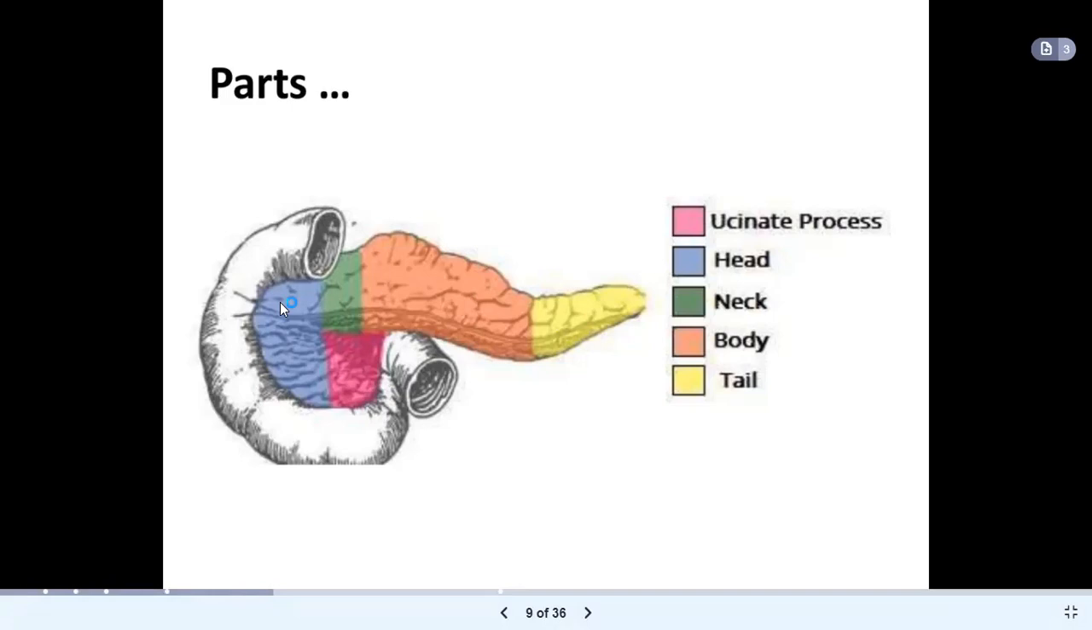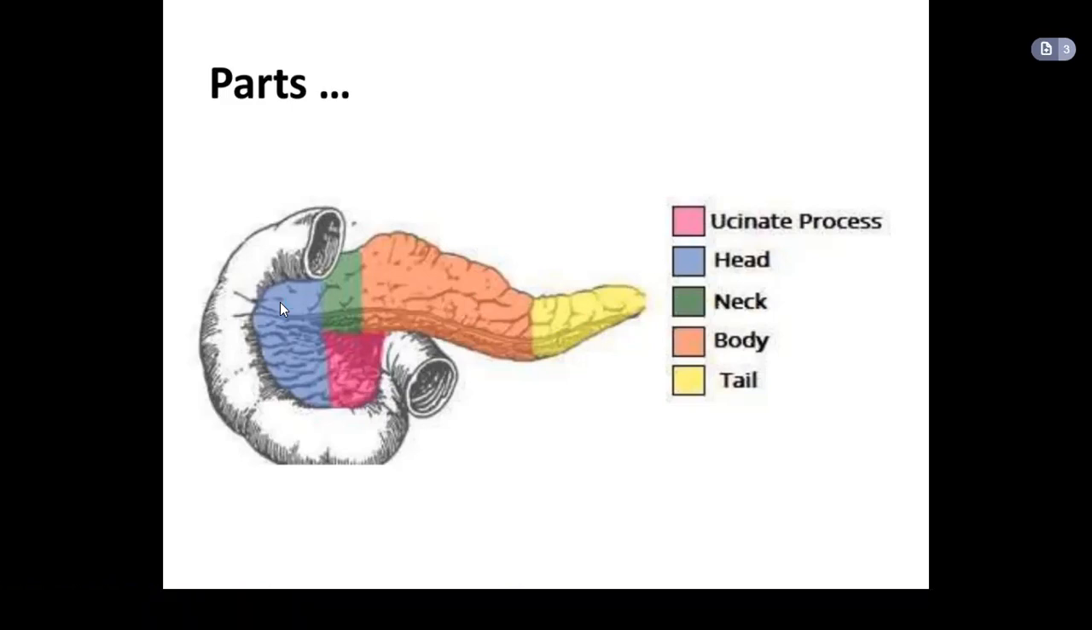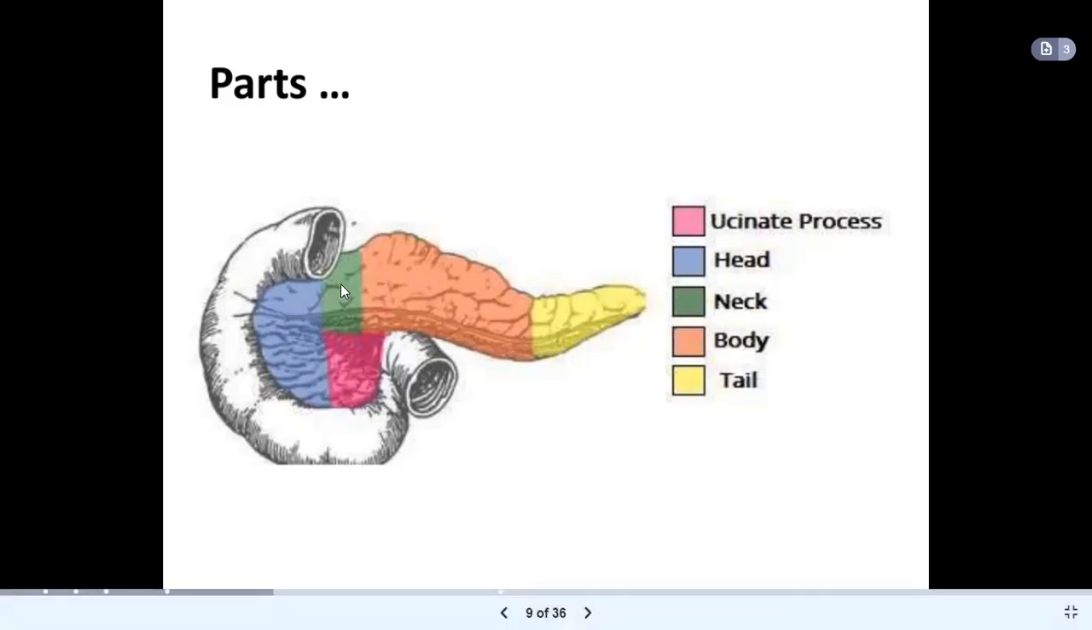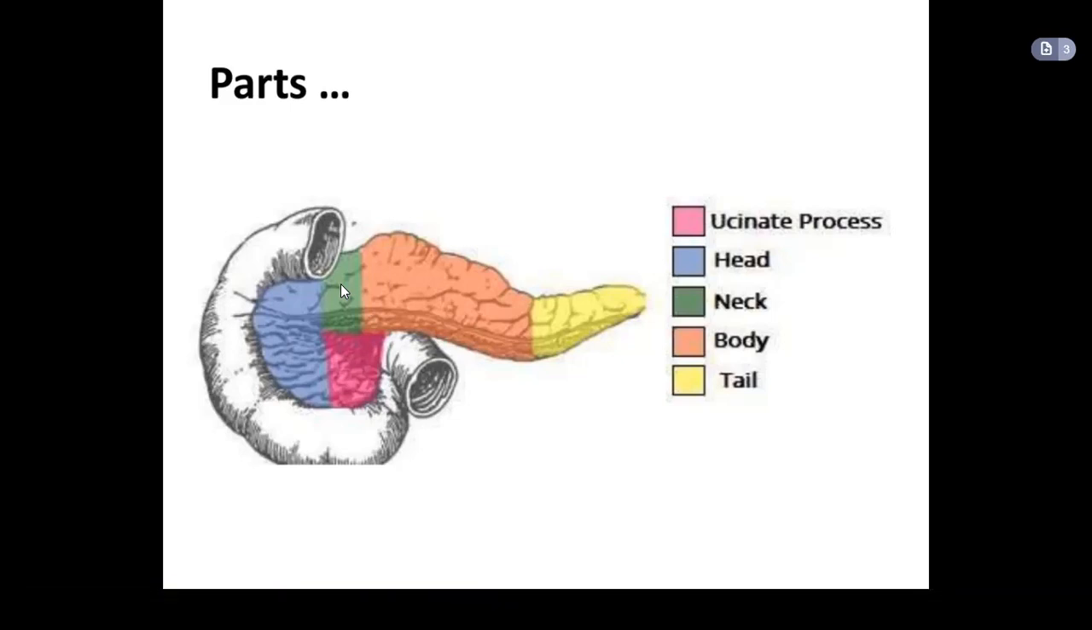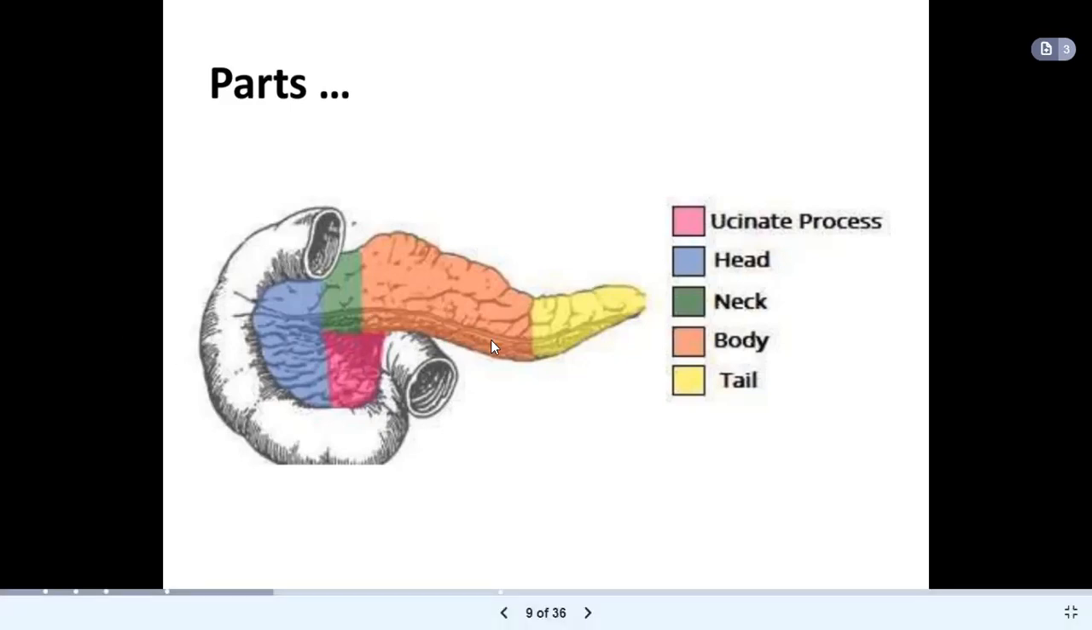So the head lies within the C-shaped concavity of the duodenum. Neck is placed behind the pylorus, and the body of the pancreas lies behind the body of the stomach. So this is about the parts of the pancreas from right to left.